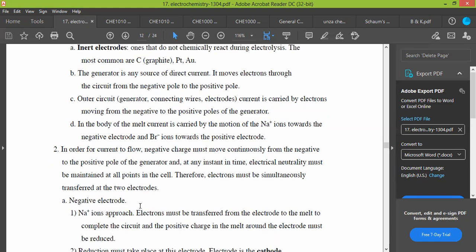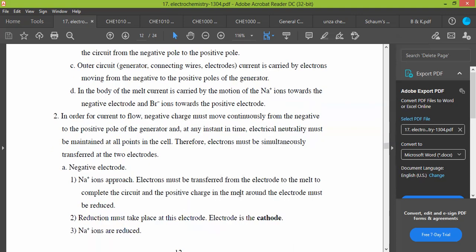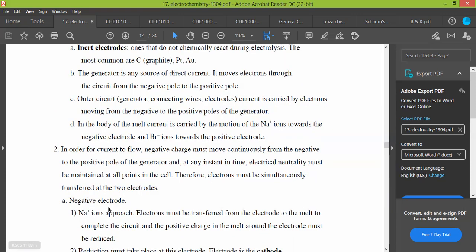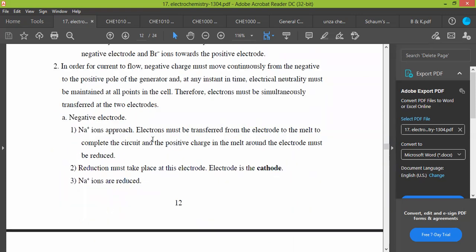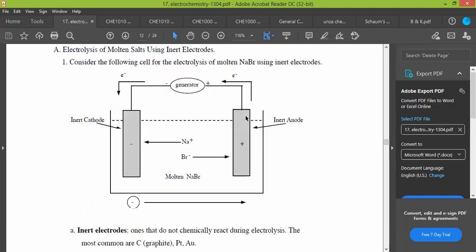What happens at the negative electrode? Sodium ion approaches, and electrons must be transferred from the electrode to the melt to complete the circuit. This is just explaining what is happening when electrons arrive here. Electrons are picked up from this side, taken to this side. Now, when the electrons have arrived at this electrode, what is going to happen? This electrode should be maintained. The neutrality in here should be maintained.